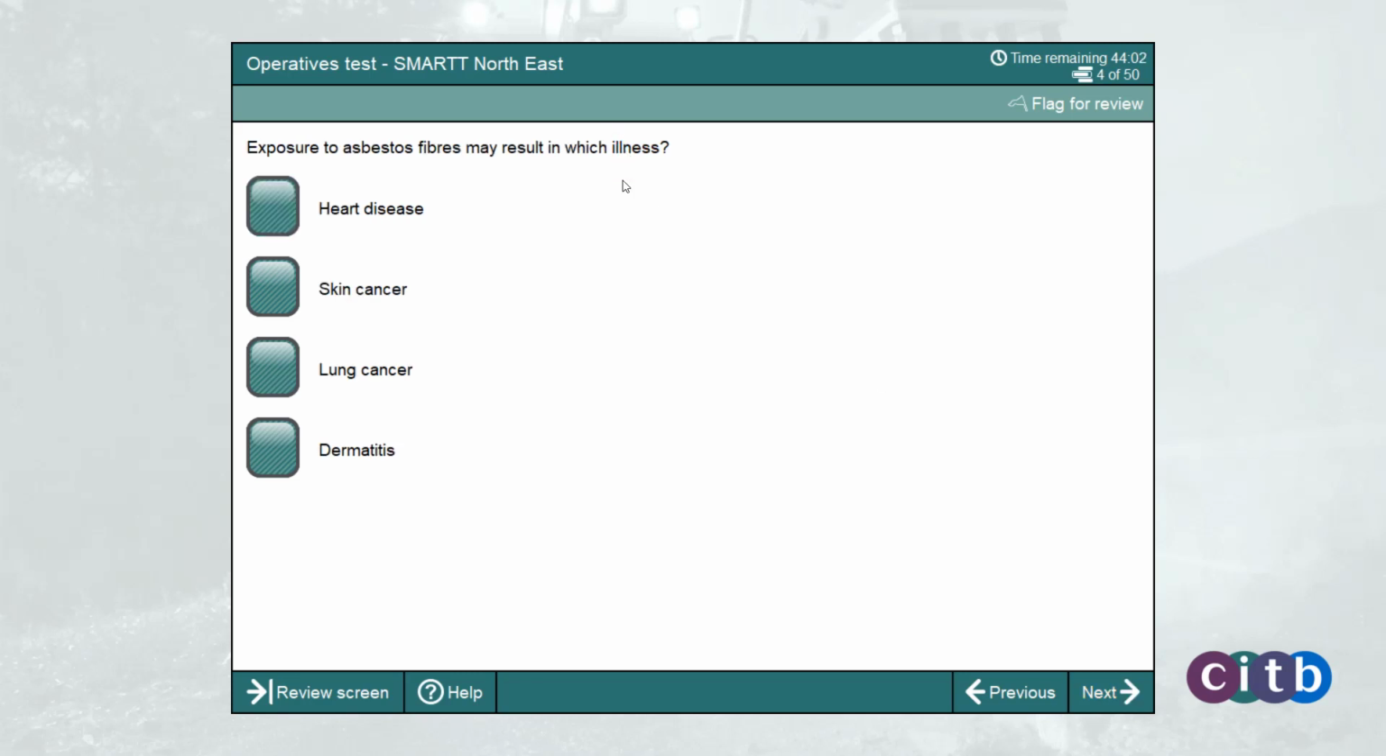Exposure to asbestos fibres may result in which illness? Heart disease, skin cancer, lung cancer, dermatitis.